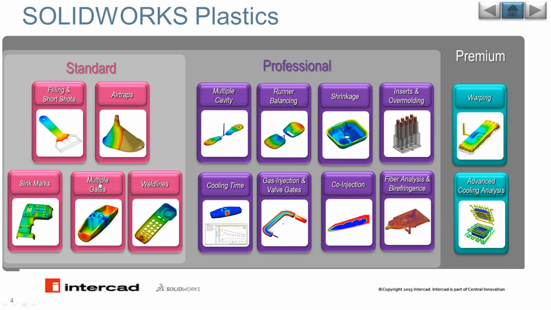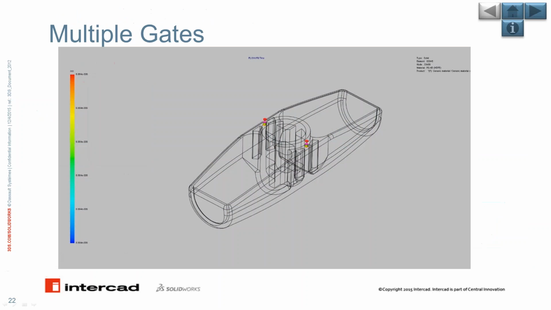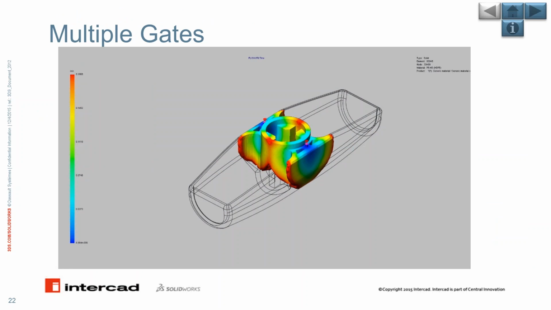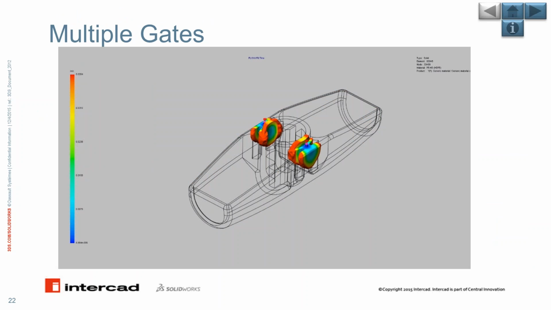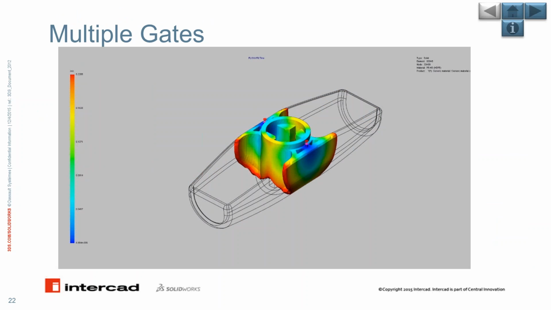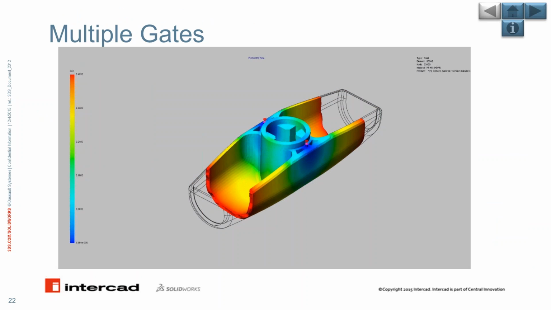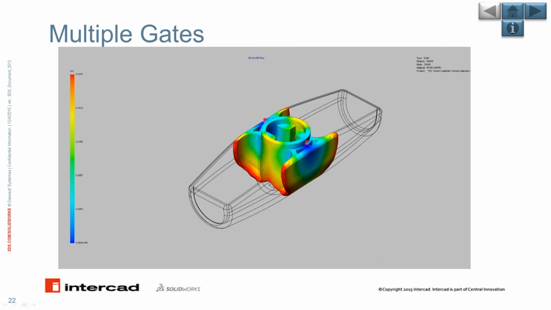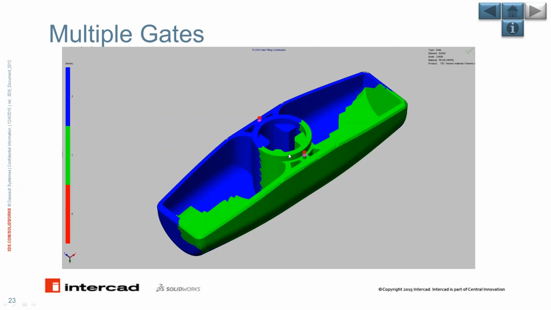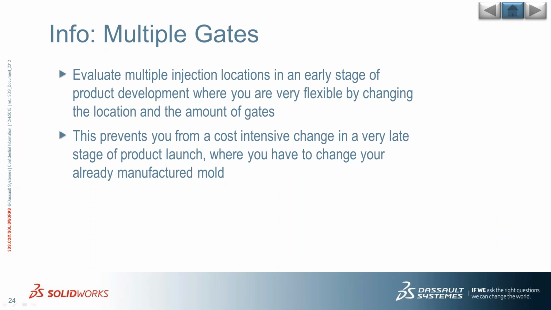Next thing we would like to have a look at is the capabilities of the multiple gates. In so many cases, you might not have just one injection point, and in SolidWorks Simulation Standard, you are able to have multiple injection points, look at the flow of your mold, and then look at the end result about the fill time and everything else, and see how the fluid is getting distributed and how it is actually filling the mold. In this case, you can have a prediction at early stages of the product development, where you are flexible to change the location and amount of the gates.